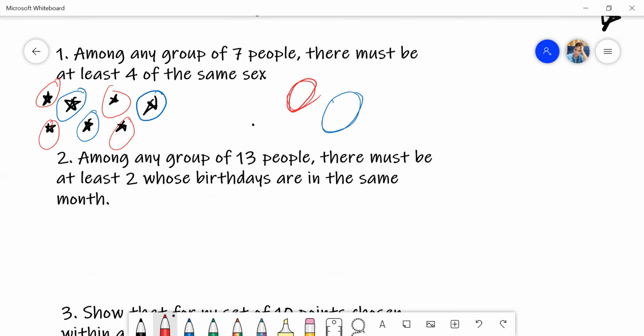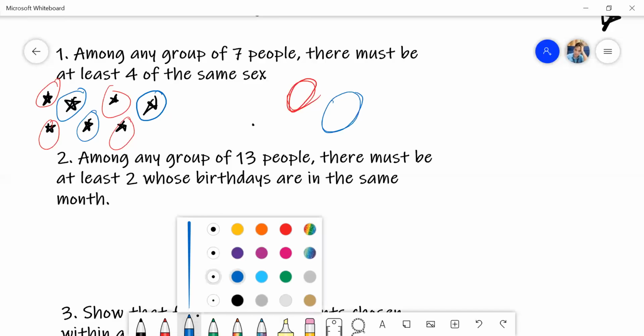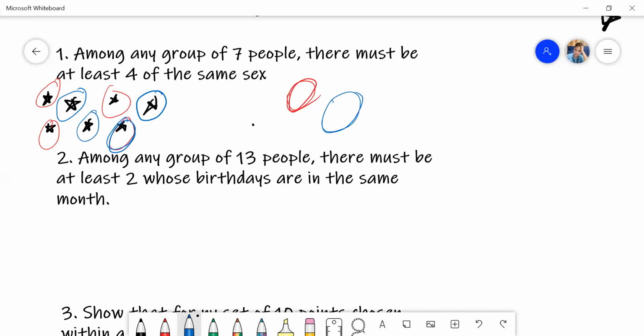So at least 4 of them actually have the same sex. There are 4 here, which are both female. So let's say you are going to avoid that, so let's change the red into blue. So there are 4 blue, which means there are 4 males. So it still satisfies the statement. That's actually the beauty of the pigeonhole principle.